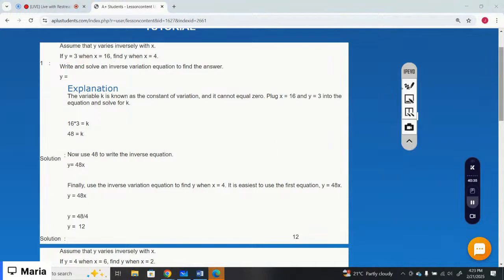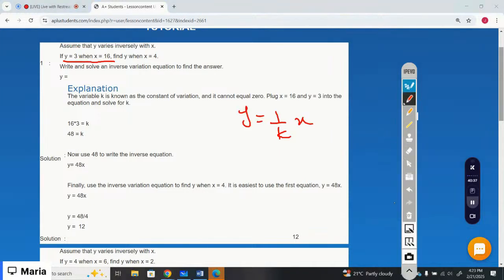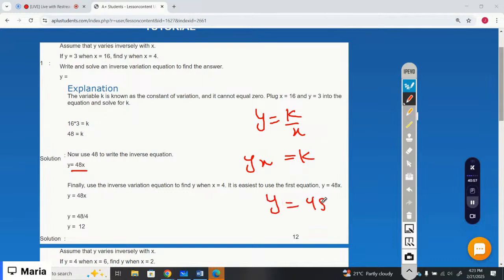That is y equals k over x. They are inversely proportional, right? So you need to find the k. K equals y times x. 16 times 3 is 48. So the equation is y equals 48 divided by x. Now you need to find the y. So y equals 48 divided by 4, that is 12.